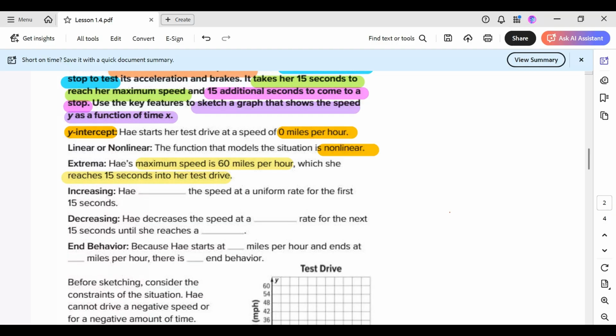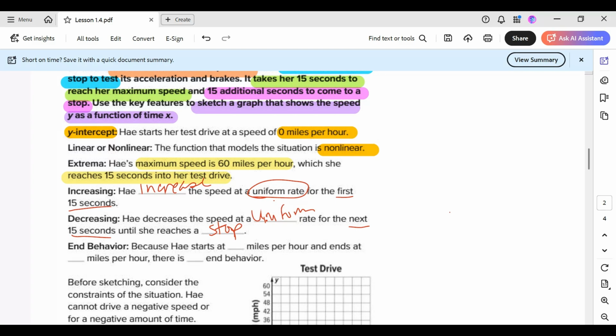Increasing or decreasing. So it says increasing. Hey increases her speed at a uniform rate for the first 15 seconds. Decreasing. Hey decreases her speed at a uniform rate, again for the next 15 seconds until she reaches a stop.